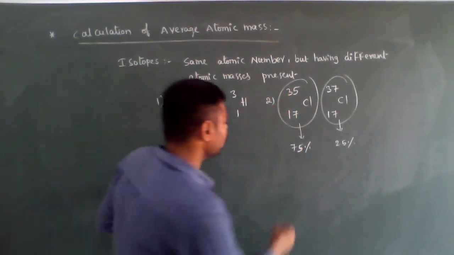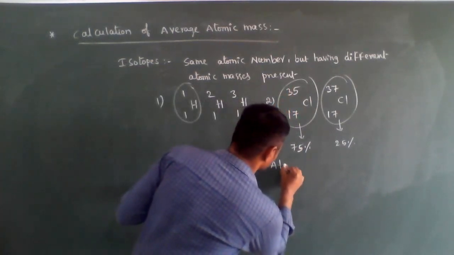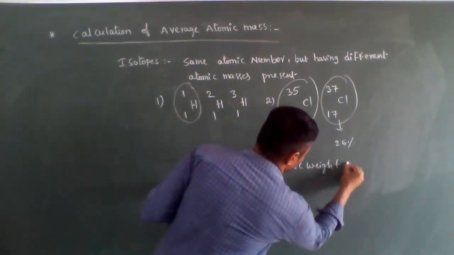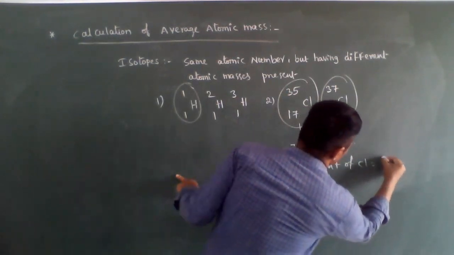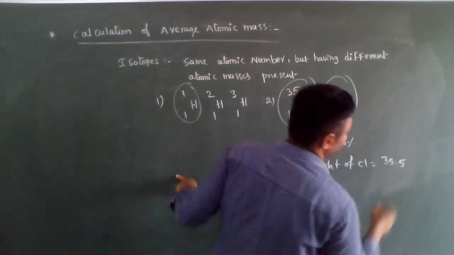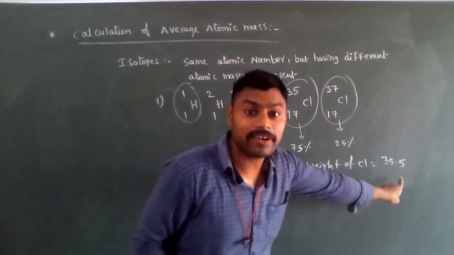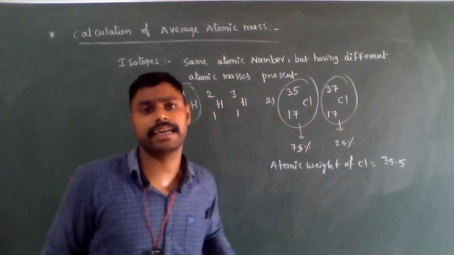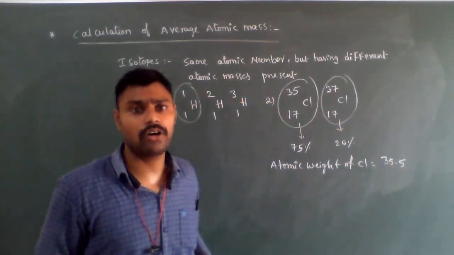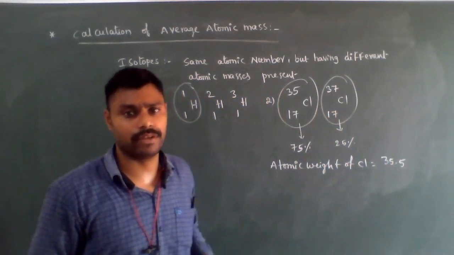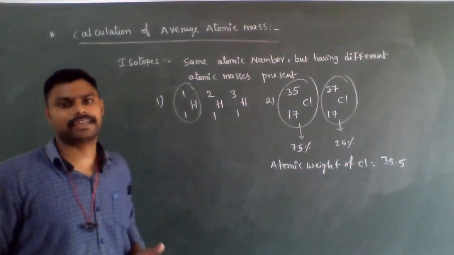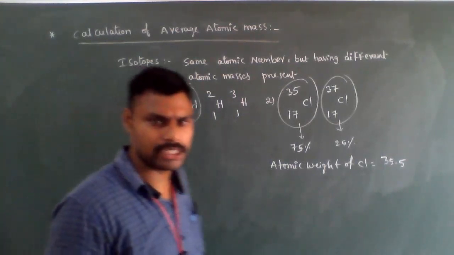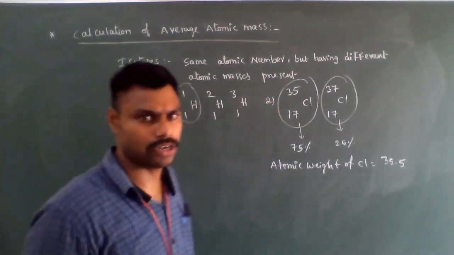But what is the atomic weight of the chlorine atom? It is equal to 35.5. Fractional values come because it is the average atomic mass. To avoid these problems, they introduced average atomic mass. How to calculate average atomic mass? Let's see. These questions are also important for the board examination as well as the objective examination.